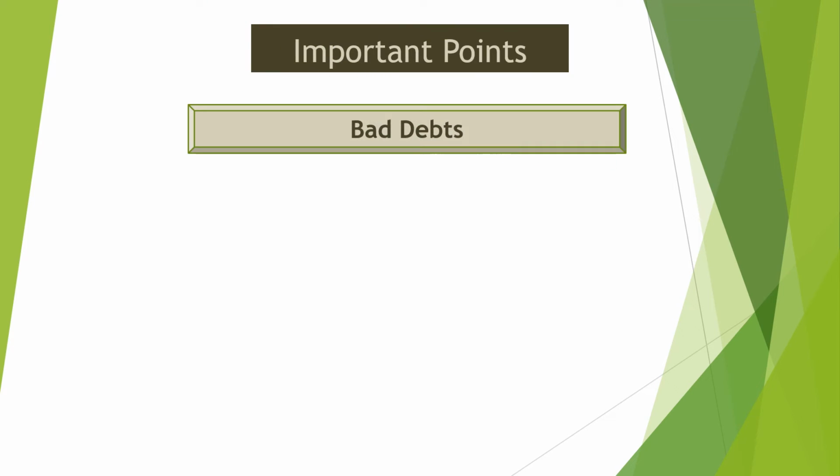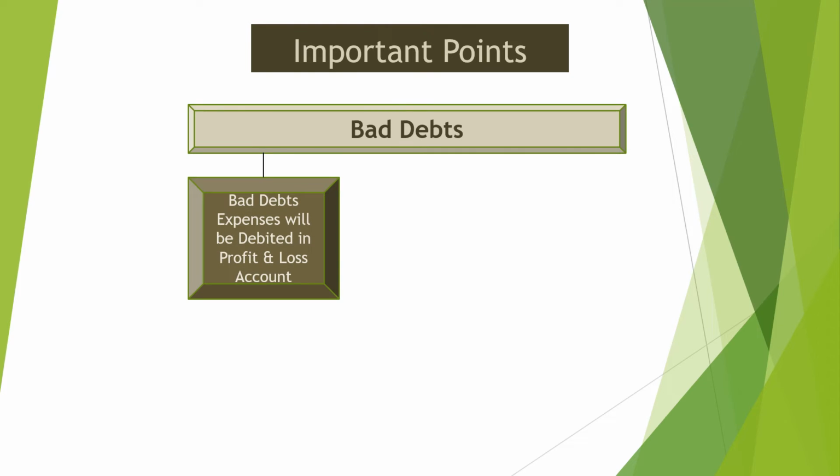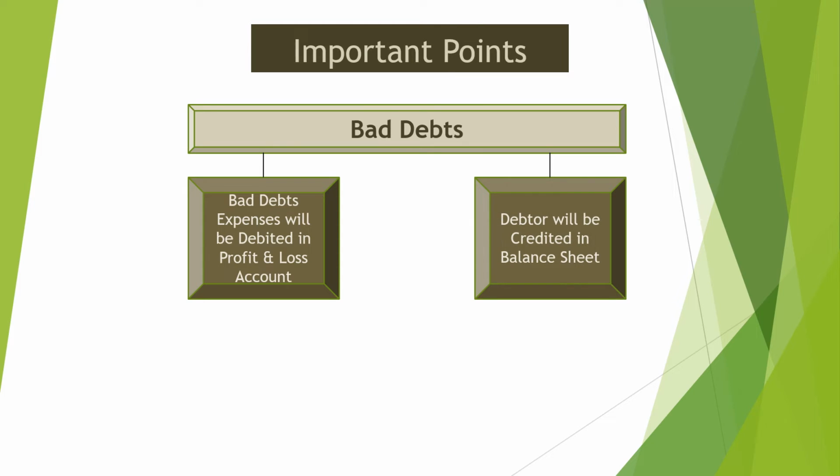The next one is bad debts. At the end of the accounting period, the debtor list is analyzed and reviewed to sort out which debtor has a long pending or unrecoverable balance which needs to be written off by charging that amount in bad debts expense on the debit side, crediting the debtor's account. In this situation, the entry would be: bad debts expense will be debited in the profit and loss account and debtor will be credited in the balance sheet.